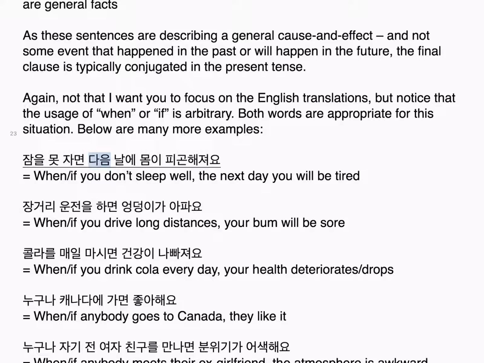잠을 못 자면 다음 날에 몸이 피곤해져요. When, if you don't sleep well, the next day you will be tired. 장거리 운전을 하면 엉덩이가 아파요. When, if you drive long distances, your bum will be sore. 콜라를 매일 마시면 건강이 나빠져요. When, if you drink cola every day, your health deteriorates.